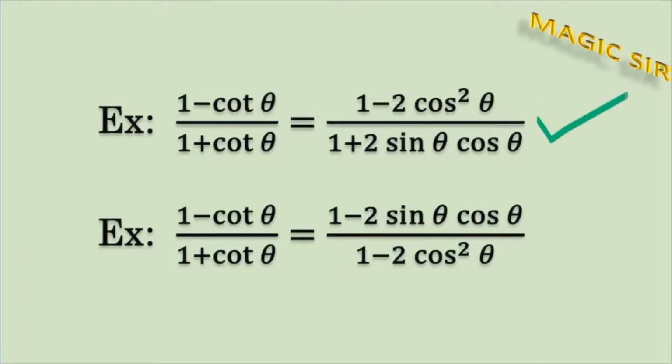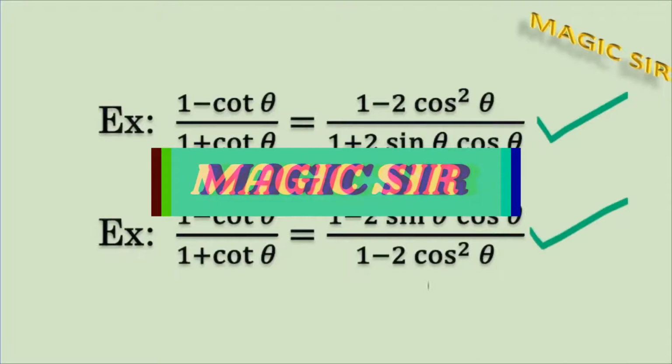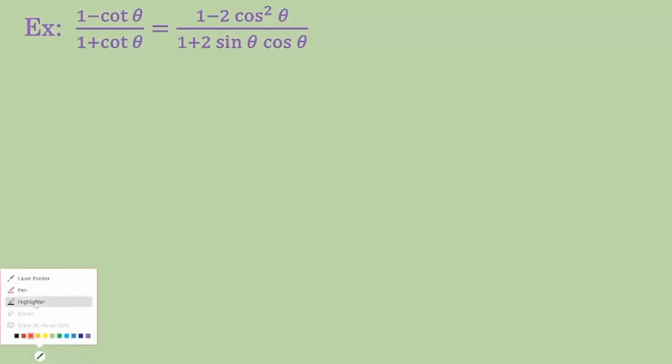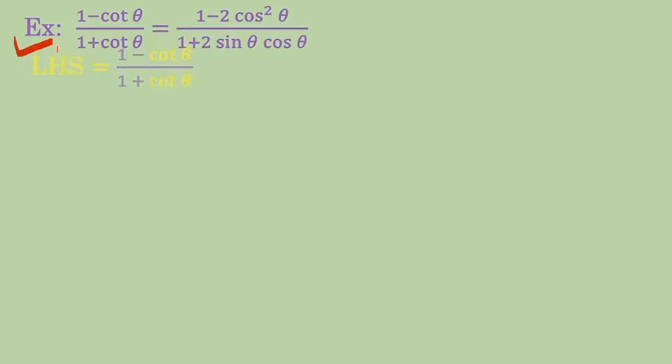Friends, now it is time to verify the trigonometric identities one by one. Look at the given example. We will discuss a similar example related to this example after verifying it. Let us take the left hand side of the equation. Let us first convert the left hand side in terms of sin theta and cos theta.